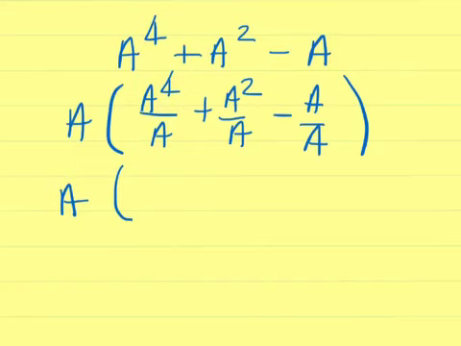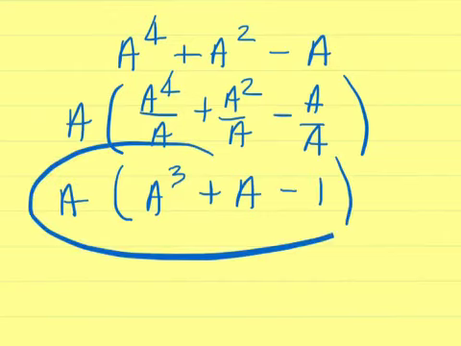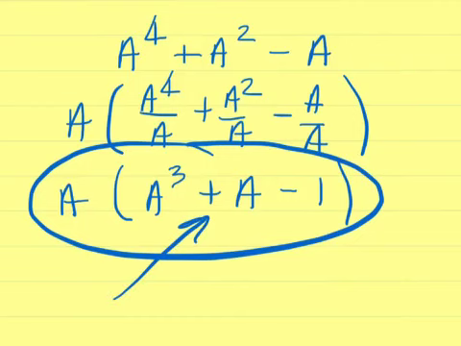A to the fourth over a is a to the third. A squared over a is a, and a divided by itself is 1. Make sure you get the signs right. They stay the same as they were in the problem if you're dividing by a positive term.